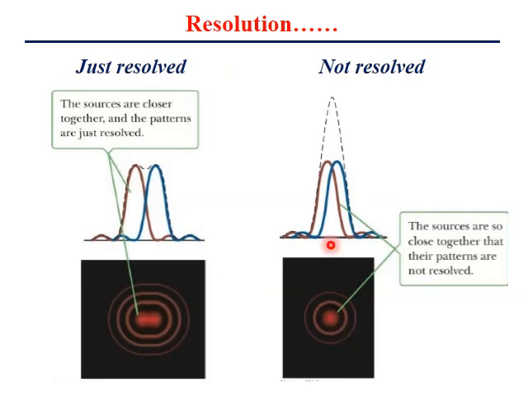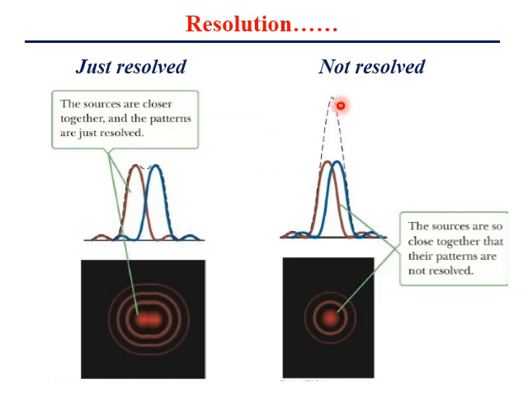Now as I said earlier, let's try to understand what just resolved and not resolved mean. In the first case, this is the example of the just resolved case. The sources are closer together and the patterns are just resolved. They are not that far from each other. So this is almost the boundary case, and these are just resolved images. Fine. So these are very close.